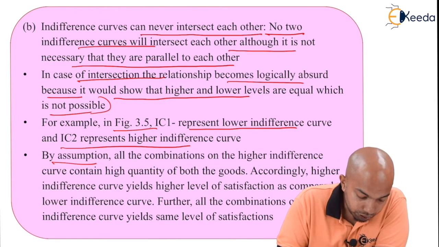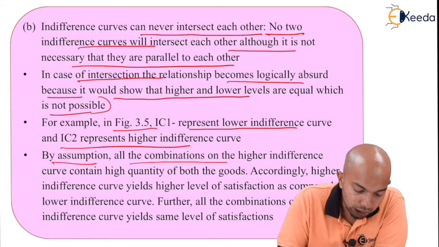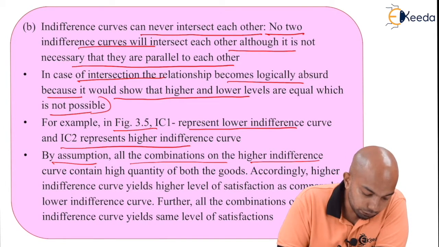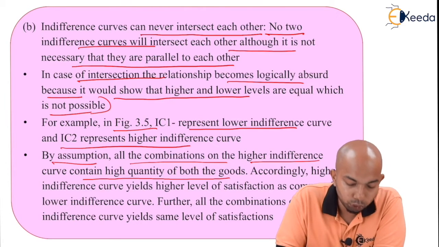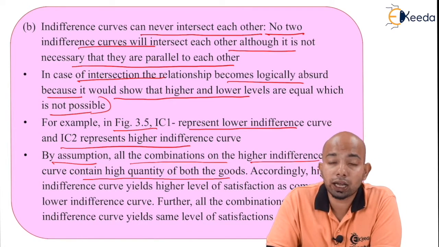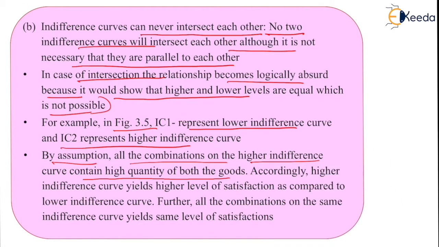By assumption, all the combinations on a higher indifference curve contain a higher quantity of both goods. That is as per the assumptions here. Accordingly, a higher indifference curve yields a higher level of satisfaction as compared to a lower indifference curve. So the lower the indifference curve, the lower the satisfaction. The higher the indifference curve, the higher the satisfaction. Just make sure this concept is very much fitted into your brain.